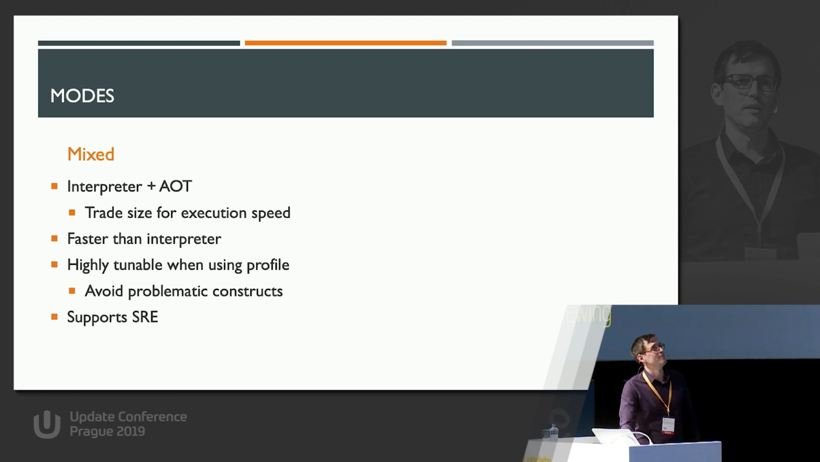it's no panacea. And then there's mixed mode, which is the mode that we're currently focusing our new development on, where we AOT parts and we interpret parts and we try to pick the right parts. It lets us trade execution speed for size. It works pretty well, and it supports dynamic code because we can interpret that. It also allows us, for reasons I can cover later, to avoid some constructs that are difficult to AOT, so we can swap out those methods.